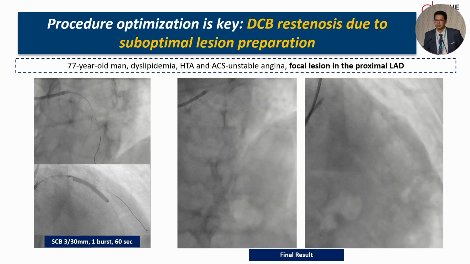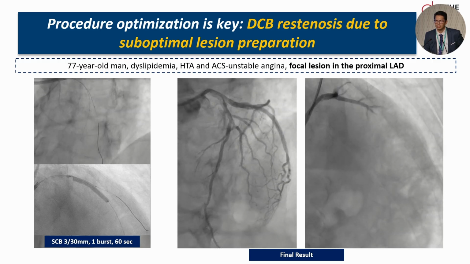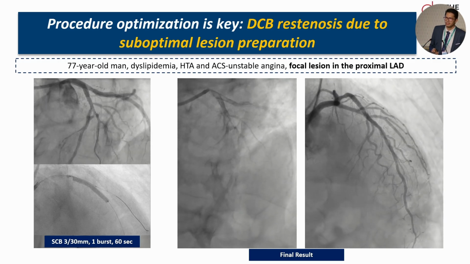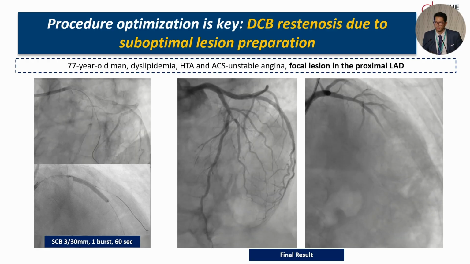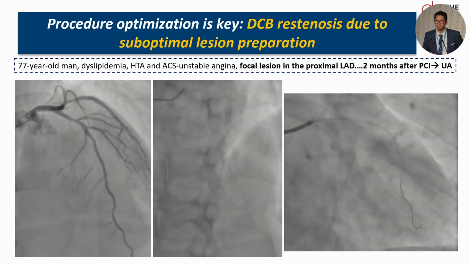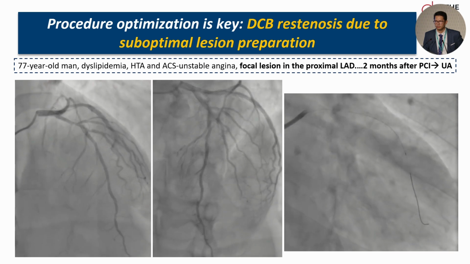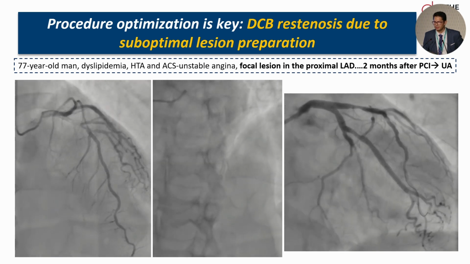In this case, this was the final result after SCB, sirolimus coated balloon. It was a good case, not super perfect, but it was enough for us. What happened at 2 months? The patient was admitted again with a restenosis in the lesion that we had treated 2 months ago with a sirolimus coated balloon.